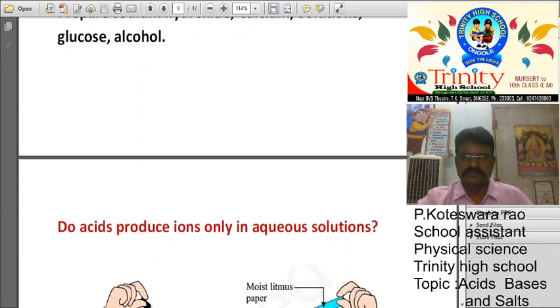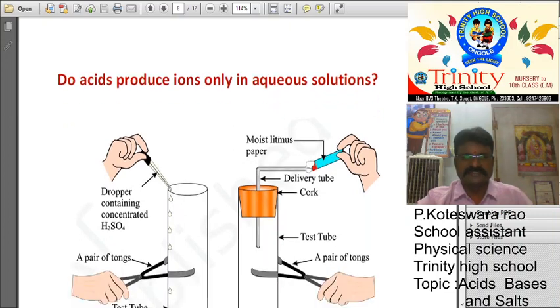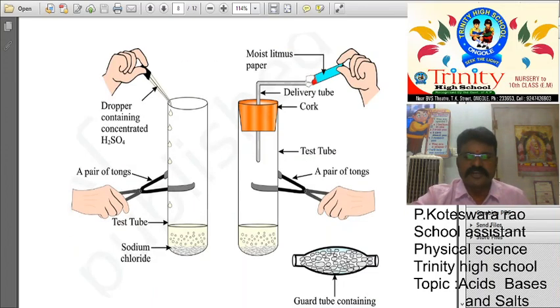Okay. And next one, what about next one? Do acids produce ions only in aqueous solution? So after listening to this concept, finally what did we decide? Yes, that's why we already conducted one experiment. So what about that experiment?